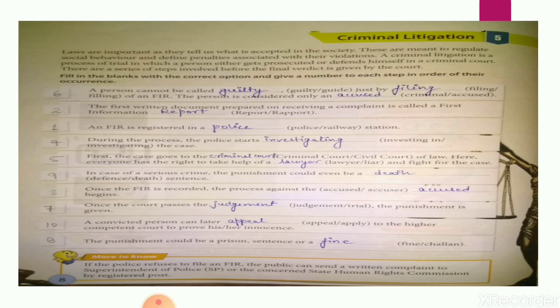Then once the court passes the judgment, the punishment is given. A convicted person can later appeal to the higher competent court to prove his or her innocence.